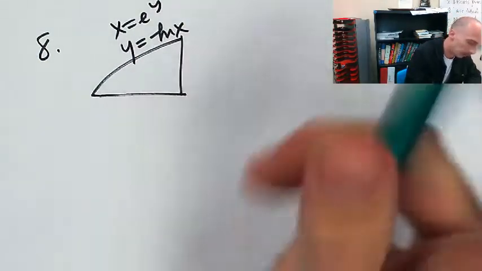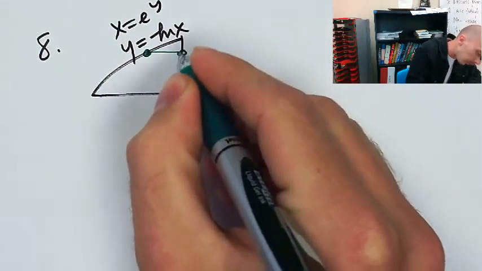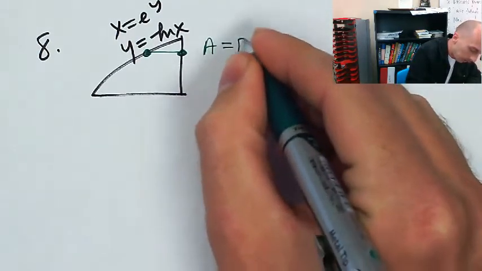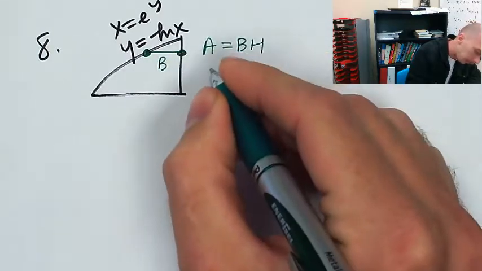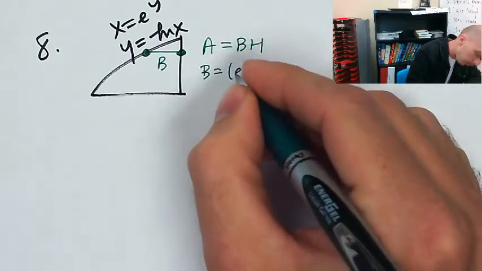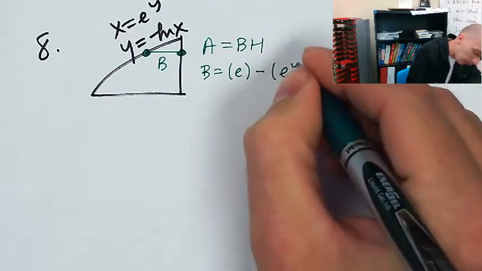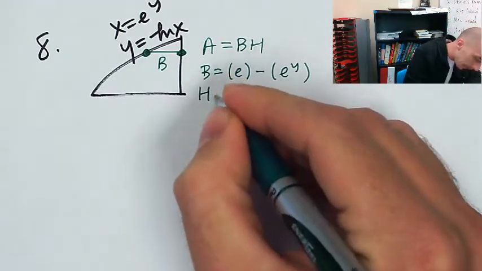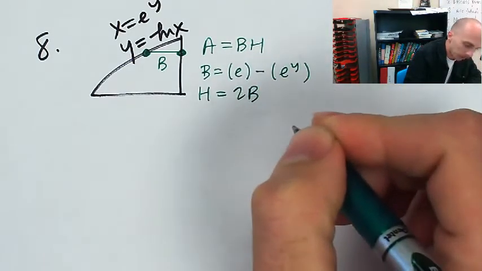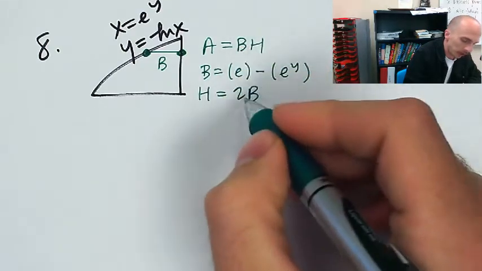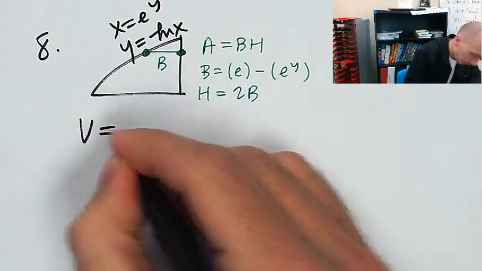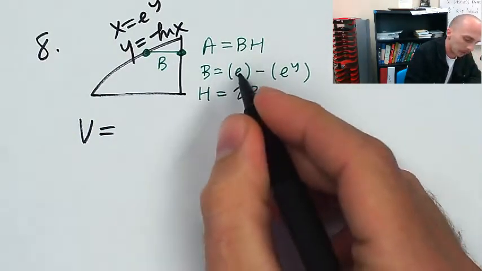I need to take a cross-section perpendicular to the y-axis and let it be a rectangle with some height. The area of a rectangle is equal to base times height. This is the base, right minus left. So this is x equals e right here, minus x equals e to the y. Height is equal to twice the base. So the area formula is going to be 2 times the base, pretty much.